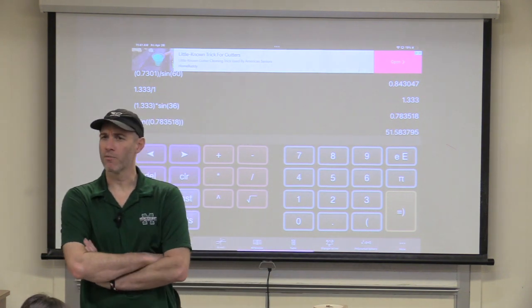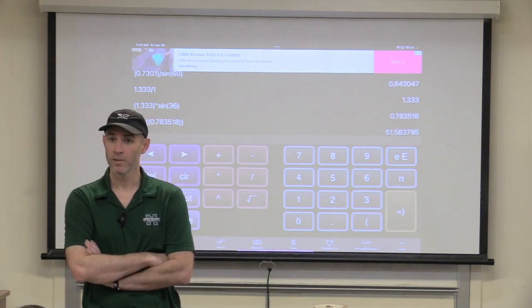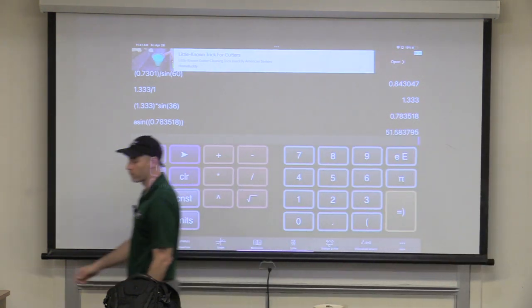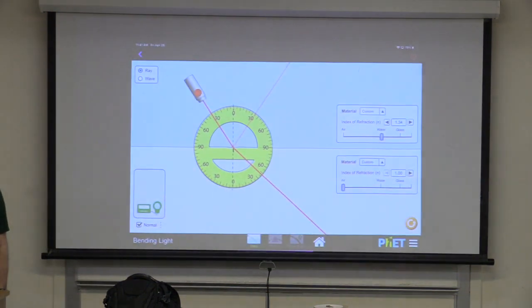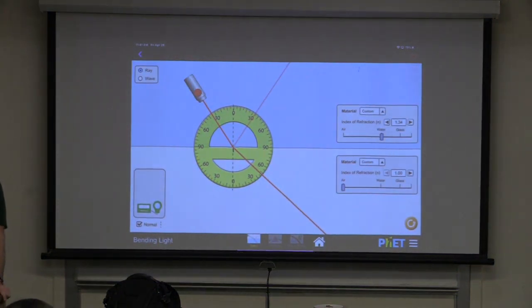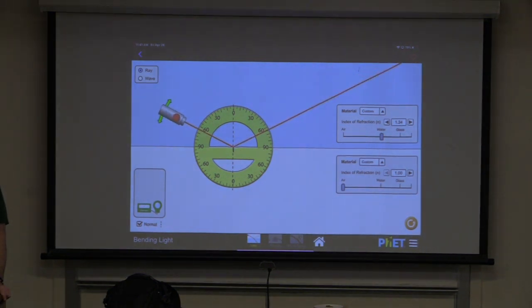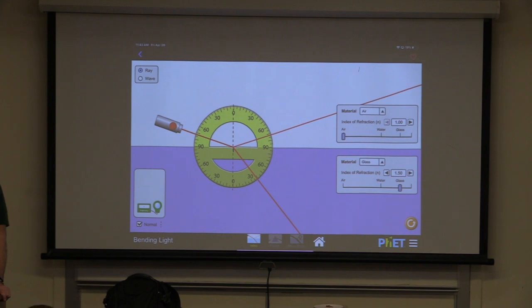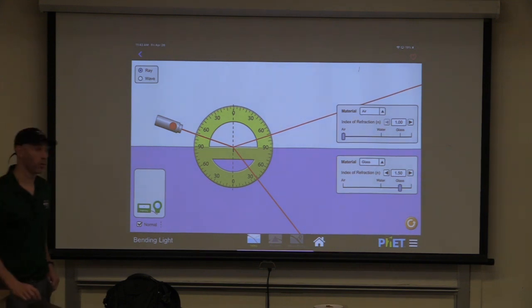You wanna try another one, or are you pretty comfortable with that? You wanna try a different set of materials? Give me the scenario. 78 degrees, okay. We're gonna go down here to 78. So 78 degrees coming in. What material is it going from and what material is it going to? Air into glass. So we'll set it to air and we'll set it to glass. So air is going into glass at 78 degrees from the normal.